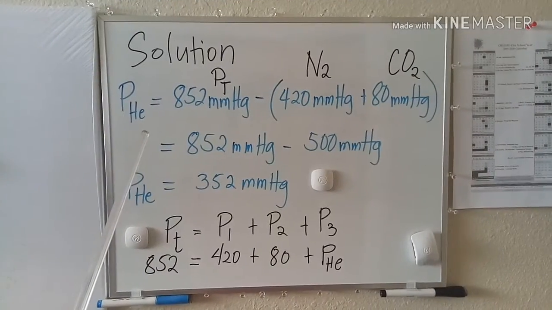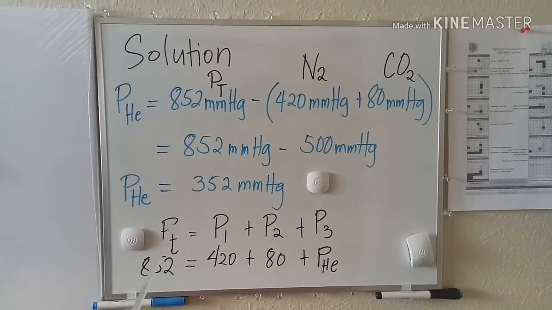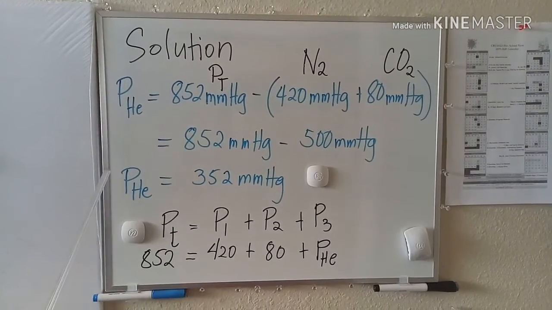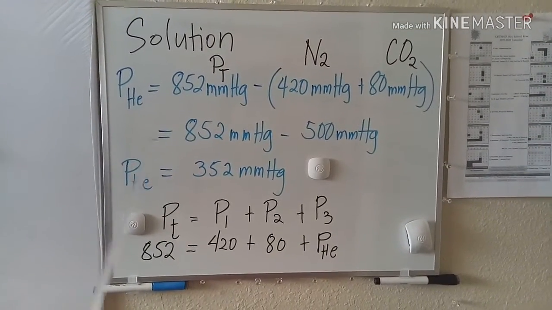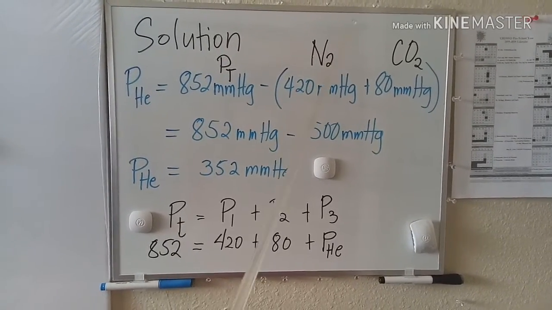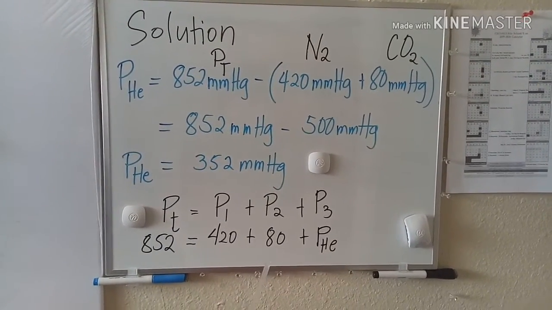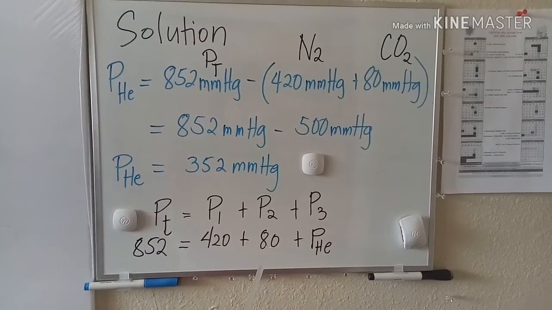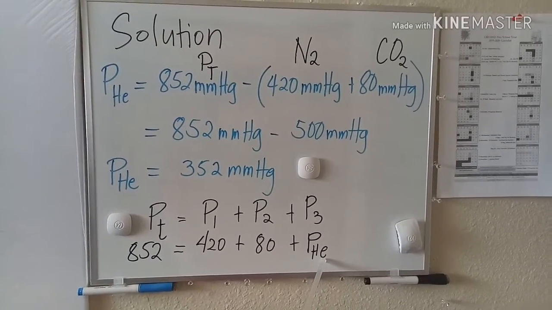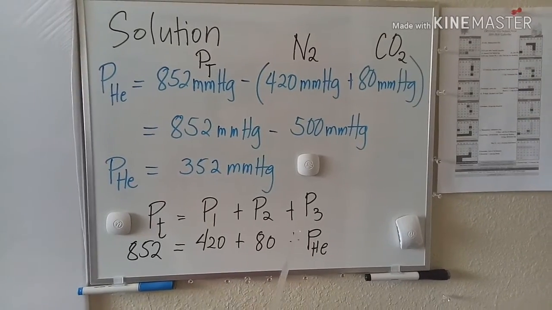Alright, so for the solution, we're going to have first the general equation of Dalton's law of partial pressure, which is PT equals P1 plus P2 plus P3. In the given problem, we have the total pressure, which is 852. Then we have P1 for nitrogen, that is 420, and P2 for carbon dioxide, which is 80 millimeters of mercury. But we don't have the value of pressure exerted by helium. So in that case, we will have a different approach in order to solve this problem.